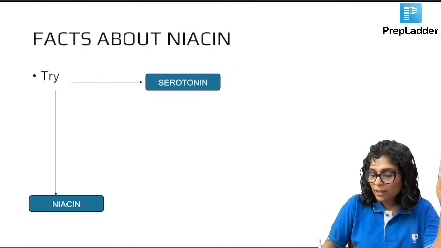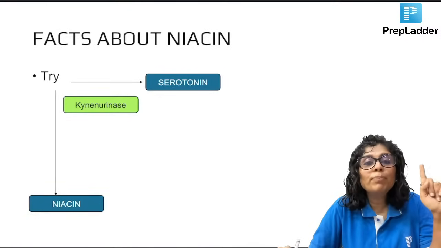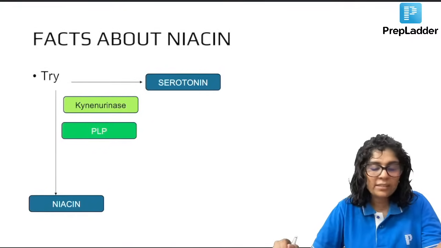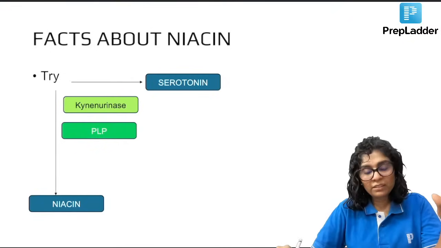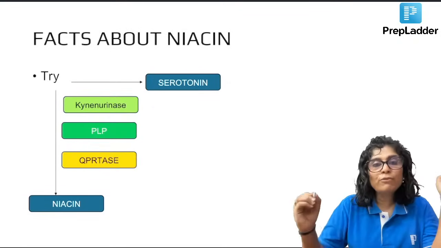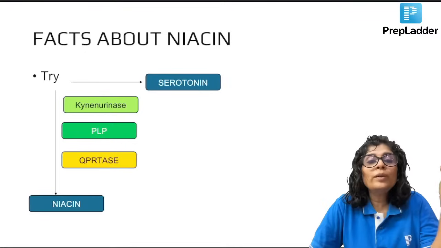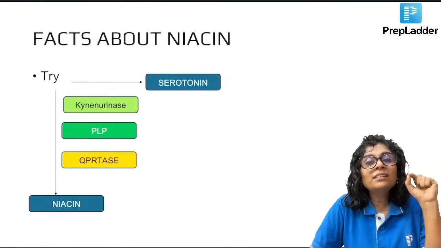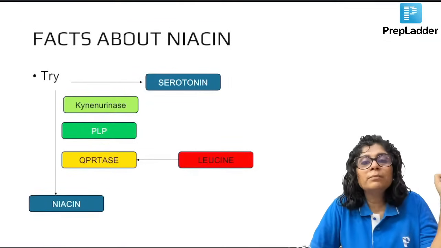One is kynurenase. Why is kynurenase important? Because it is dependent on B6. Kynurenase is dependent on B6. Another enzyme that you should remember is quinolinate phosphoribosyl transferase. Why should you remember about quinolinate phosphoribosyl transferase here? Because it is inhibited by leucine. This enzyme is inhibited by leucine.